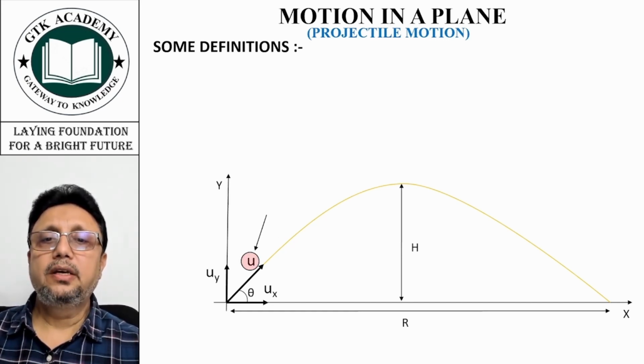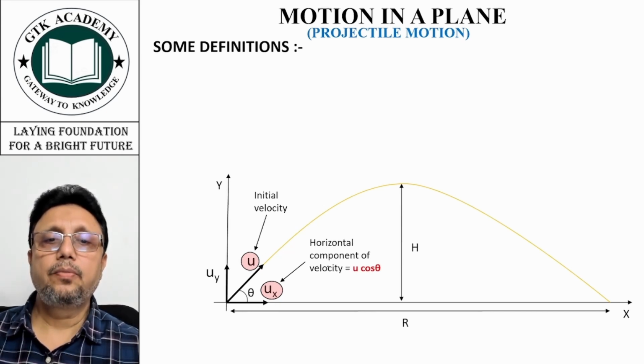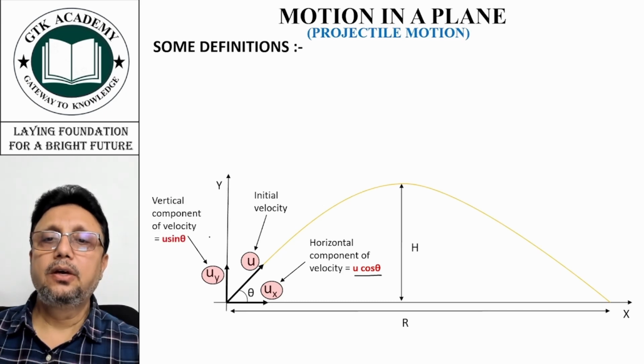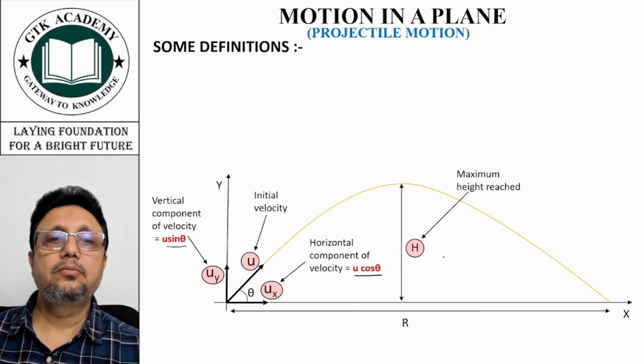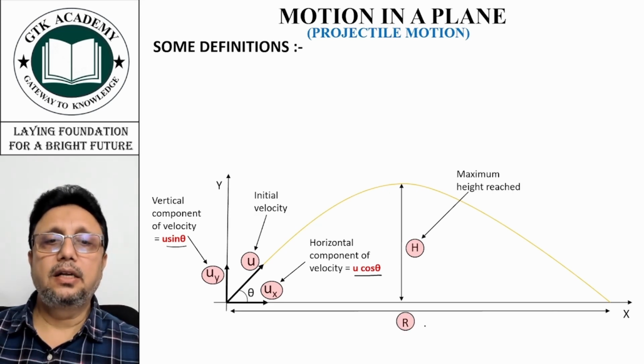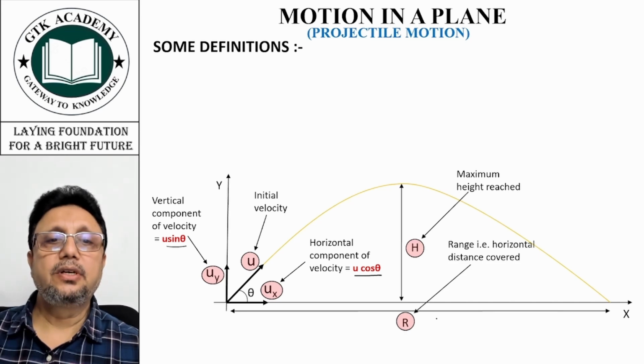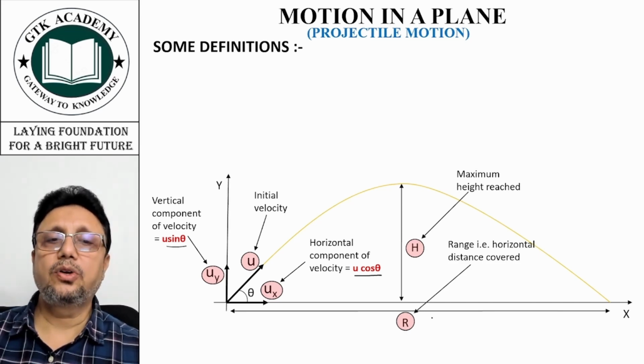U, we call it the initial velocity. Ux, the horizontal component, which is u cos theta. Uy, the vertical component, u sin theta. H, the maximum height. R, the distance covered by the projectile, we call it the range. That is the horizontal distance covered.